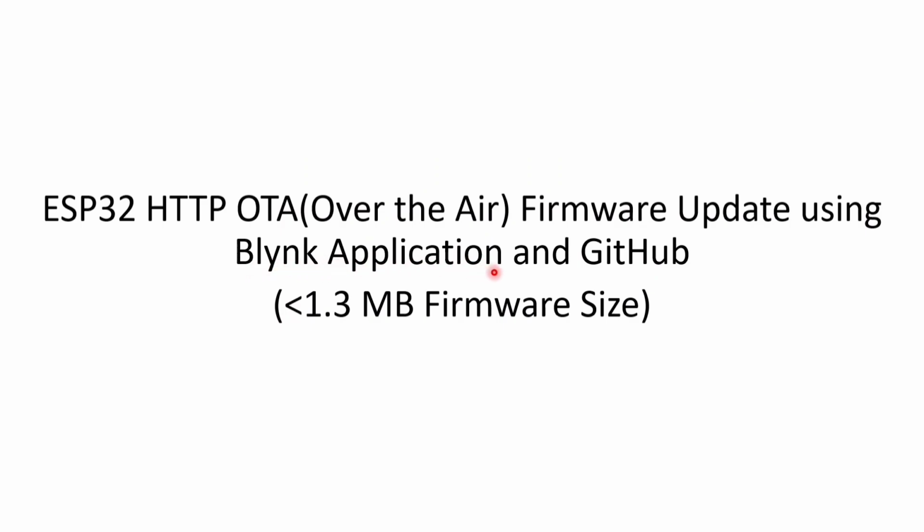First is the Blynk application for triggering the OTA event, or for triggering the firmware update process, and GitHub for storing the firmware .bin file. Now in this practical, make sure the firmware that you are about to load inside ESP32 is not more than 1.3 MB in size, because we are using the ESP32 4 MB flash memory version. So it has some limitation because it has a limited space to store the firmware, right? So make sure you don't exceed this 1.3 MB limit.